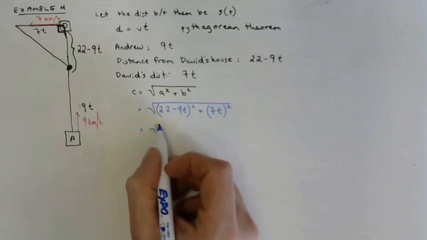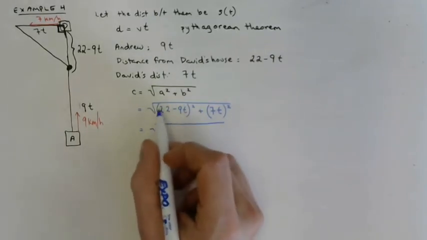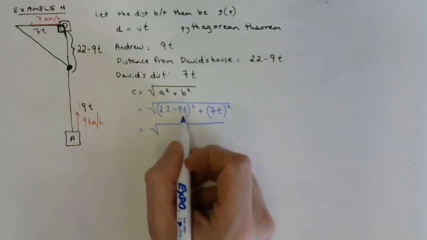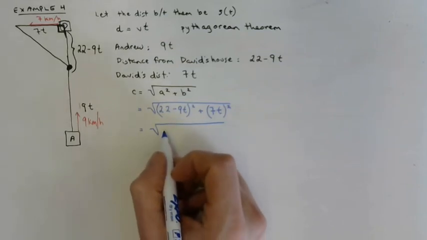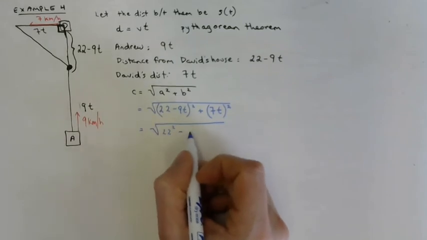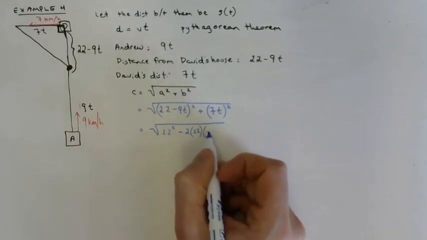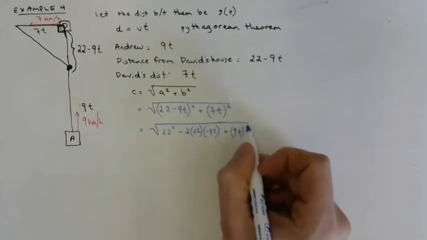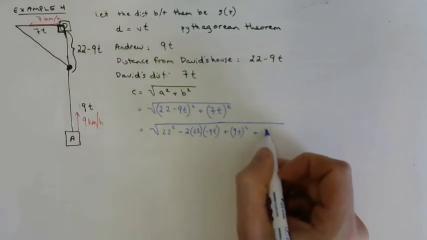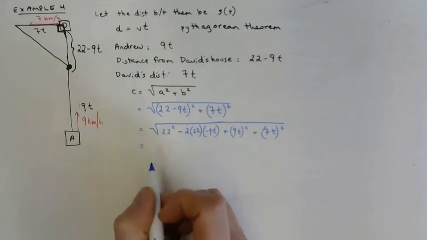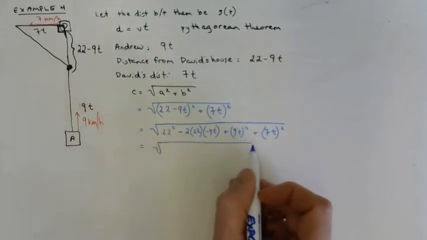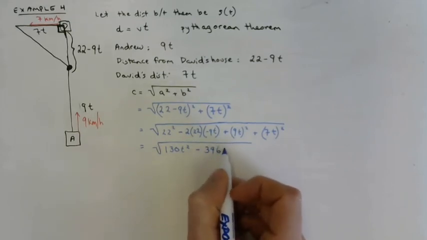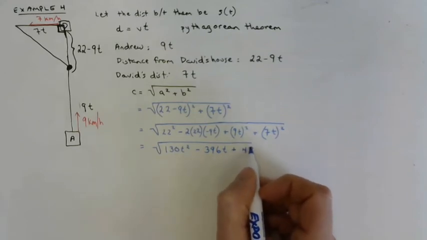From here we can just simplify that square root into something a little bit more usable. The expansion of this, we're not going to show it, but it's a binomial squared, so you'd have 22 squared minus 2 times a times b plus b squared, if you remember that pattern. I could write it out. We'll go 22 squared minus 2 times 22 times negative 9t plus 9t squared. That's just that expansion there. And then we have plus 7t squared. This reduces to the square root of 130t squared minus 396t plus 484.